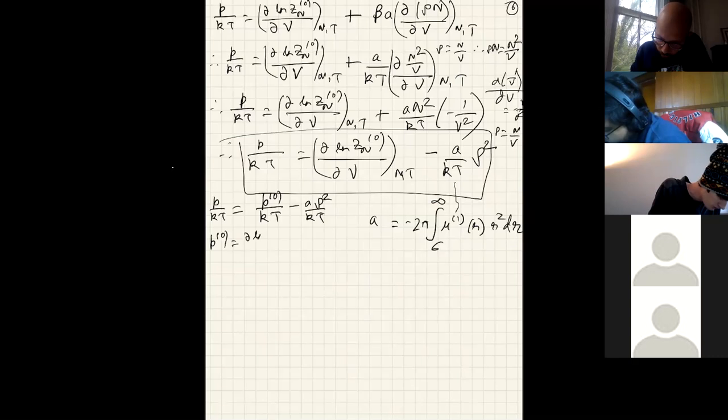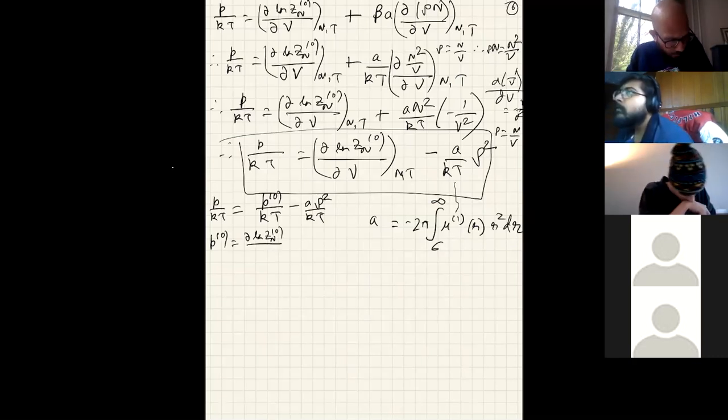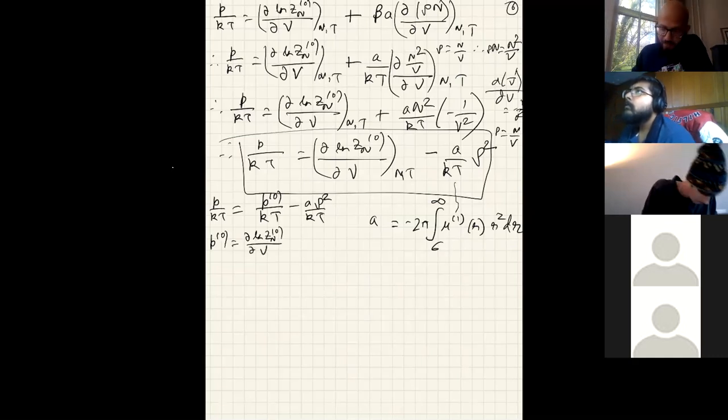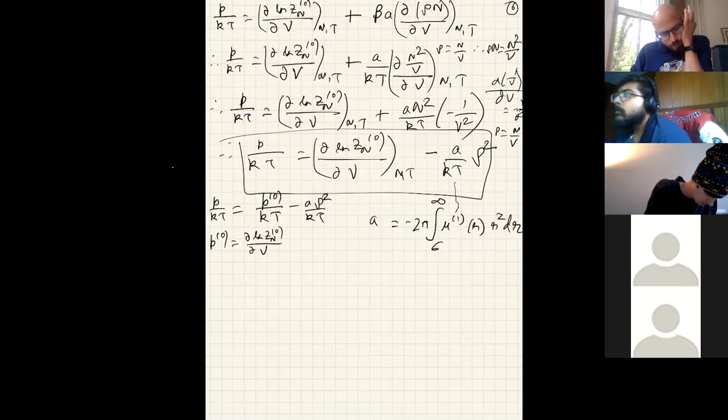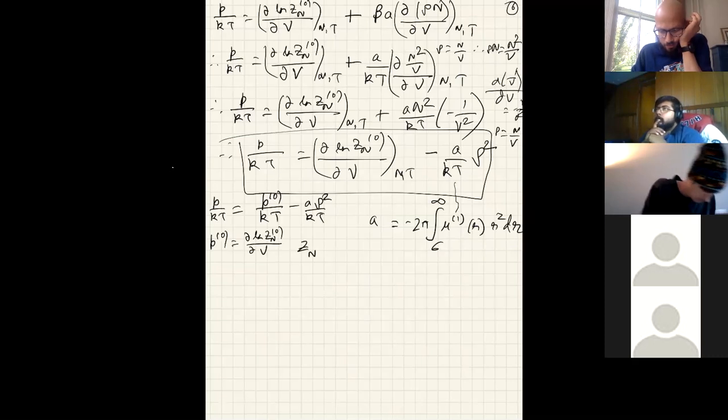partial log Z_N0 by partial volume. So we need to calculate Z_N0. How do we calculate Z_N0? This is interesting. So if you had an ideal gas, what would be the configurational partition function for an ideal gas existing in a volume V?